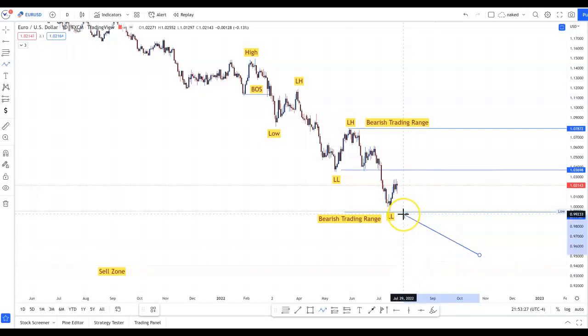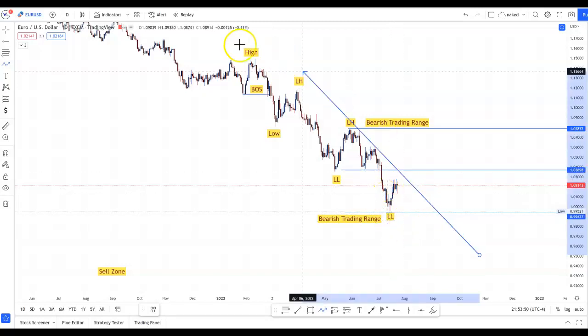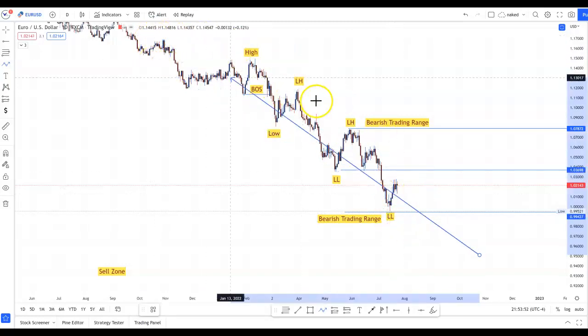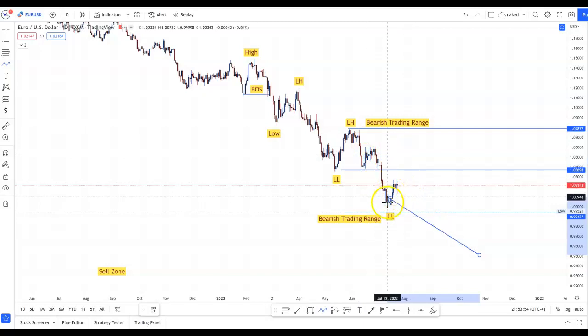So obviously right now we're not looking to sell Euro USD. Why? Because if we look at the most recent price action, we can see the price action is bullish. The most recent price action is bullish. So this will be our current trend. We have our overall trend on the higher time frame, the daily time frame, but our current trend is bullish.